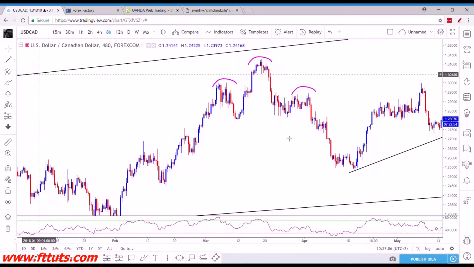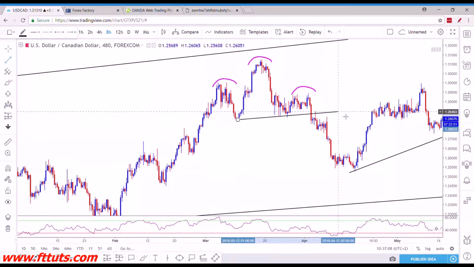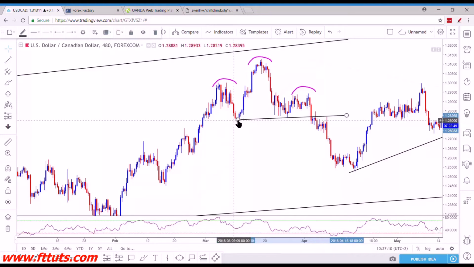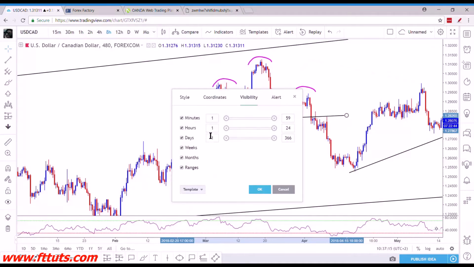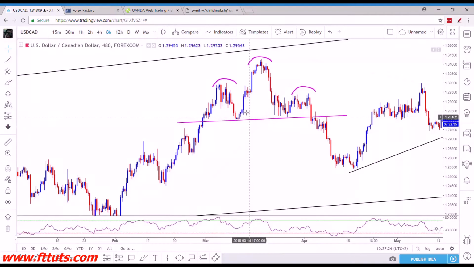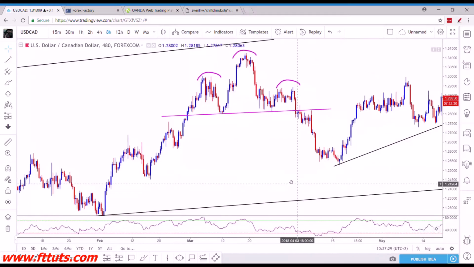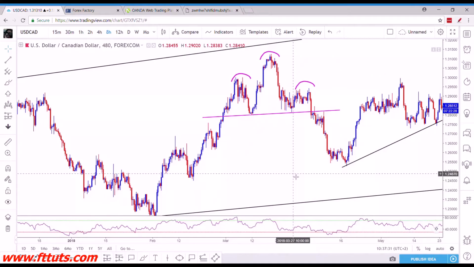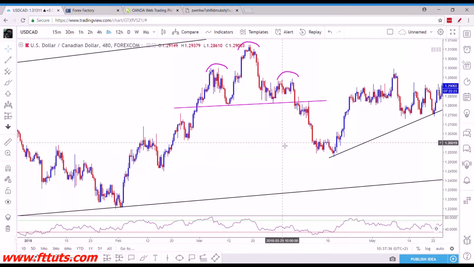And then you need to draw the neckline. So this is the neckline. Basically, the neckline is just like the neckline where you have your own head and shoulders. This is the sort of support that, when it's broken, we expect the price to go down. That's our head and shoulders. And when we trade them, we'll see what an MPO is. MPO stands for minimum price objective.